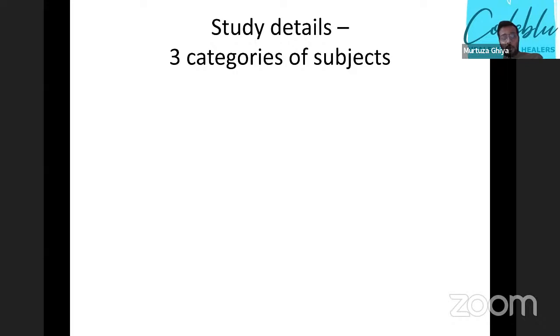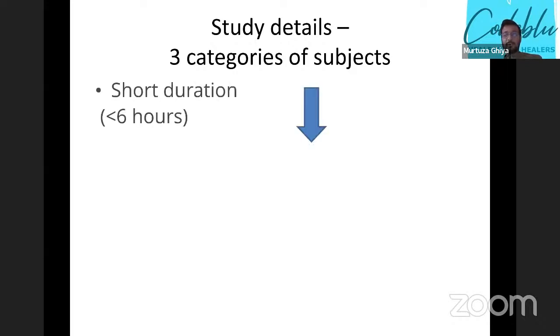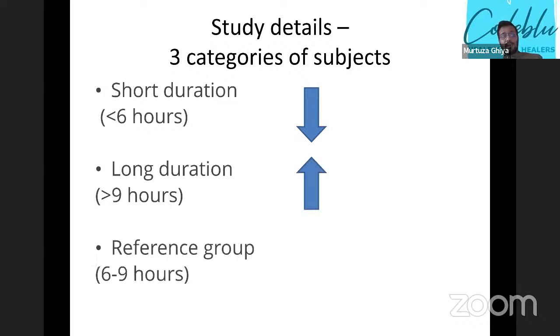The study went on to divide subjects into 3 categories. The short duration sleepers, let's call them the undersleepers, who slept 6 or less hours. The long duration sleepers, who slept for 9 or more hours. And the reference group, which is 6 to 9, or you can say 7 to 8 hours. And those were the, let's say, balanced sleepers.